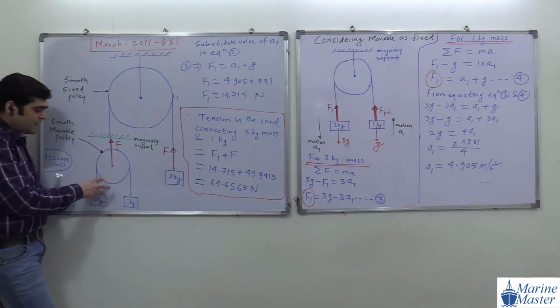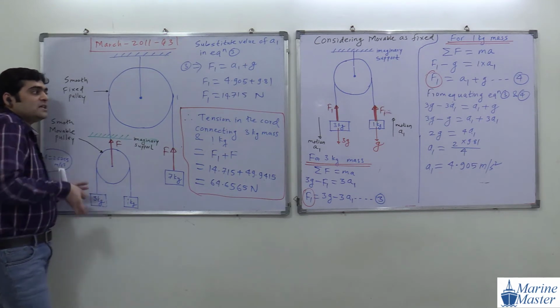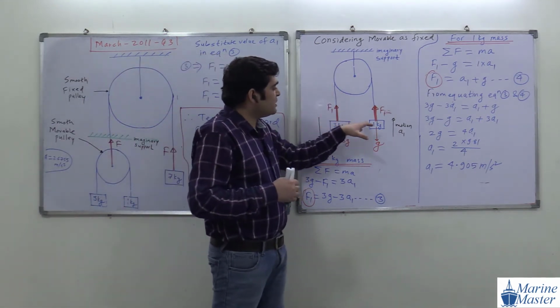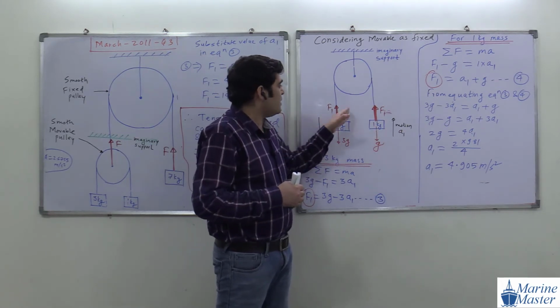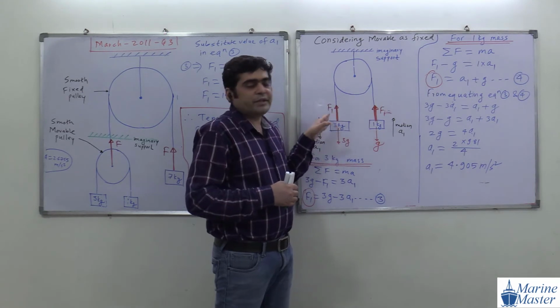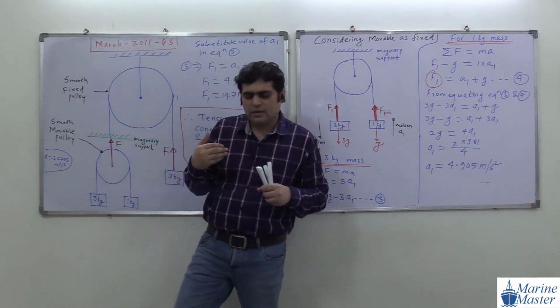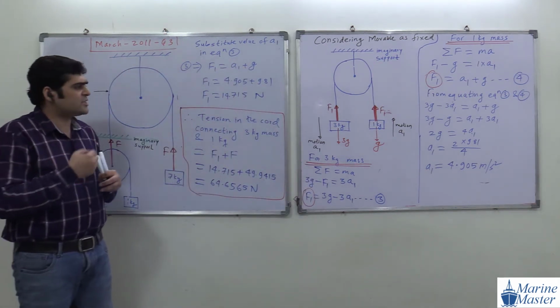So that's why here we are getting some extra tension. Here we have an F and there is also an F1. And F1 is what? With respect to this 3 kg and 1 kg mass, we have F1 also. Are you getting my point? Try to think about this more, because this point I feel is sometimes difficult to explain.